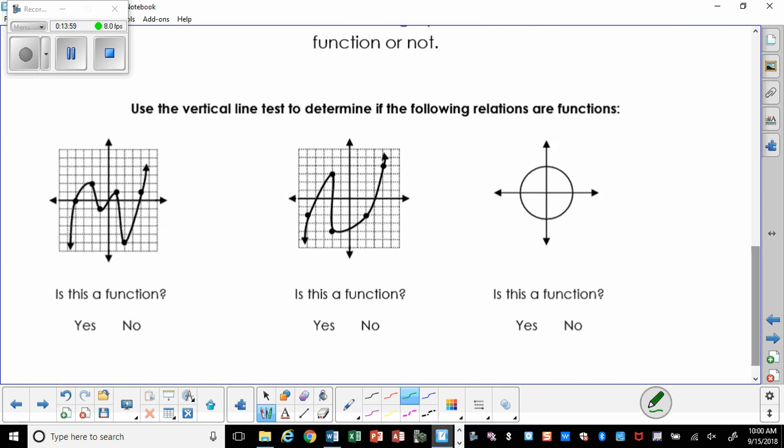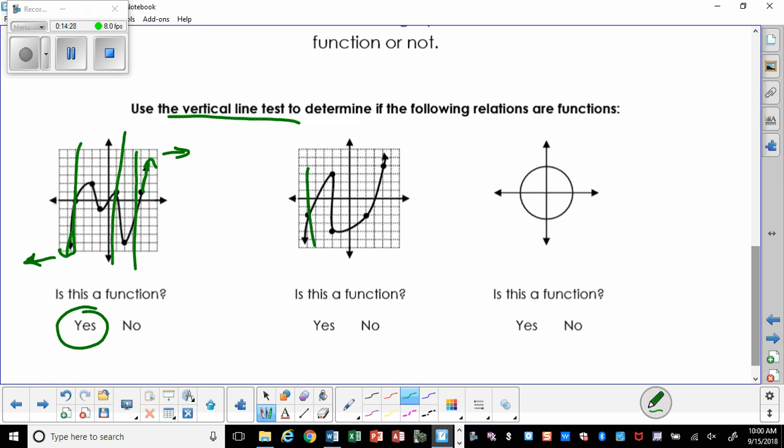So, looking at these, always read the directions. It says use the vertical line test. All right? So, here we go. So is this a function? Yes. It's getting vertical, right? But technically this is going to the right and this is going to the left, even though it kind of looks like it's vertical. It's not exactly.